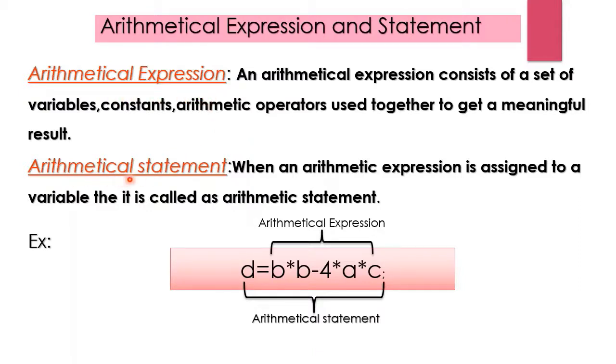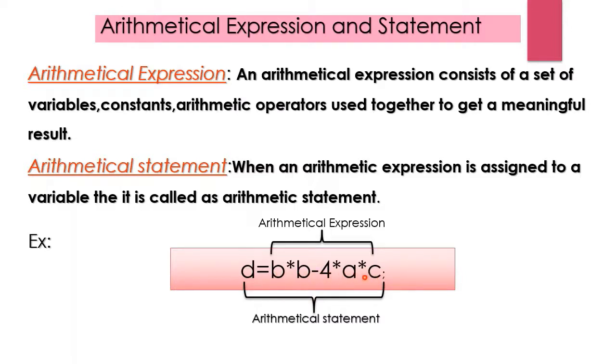What is an arithmetical statement? When an arithmetical expression is assigned to a variable, then it is called an arithmetical statement. Let us consider an example. Here b * b - 4 * a * c is an arithmetical expression. An expression consists of a set of variables, constants and operators used together. Then it is called an arithmetical expression.